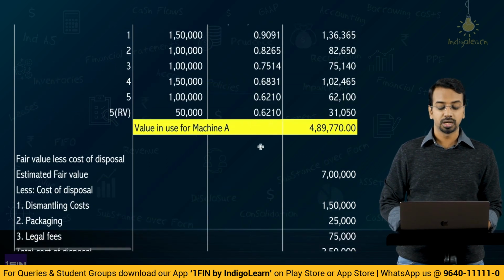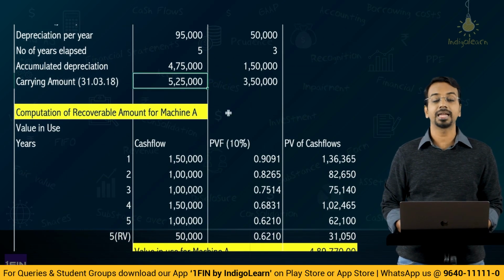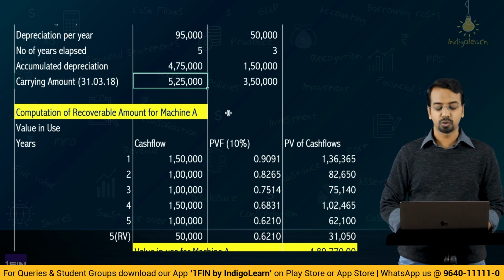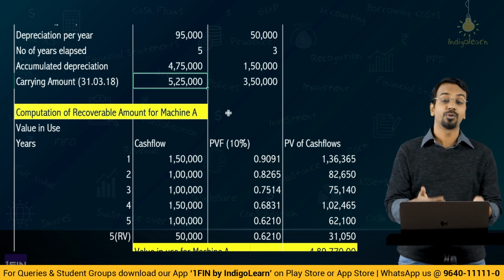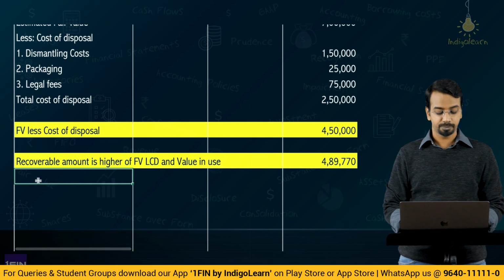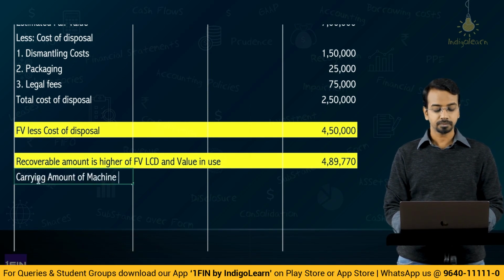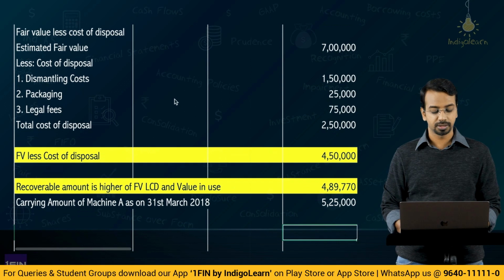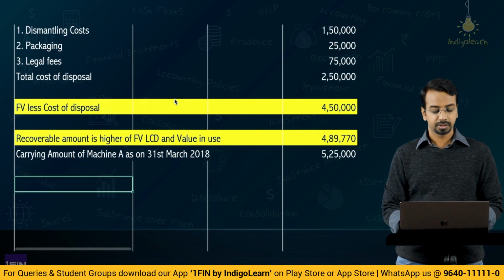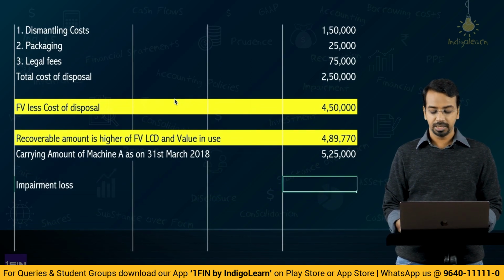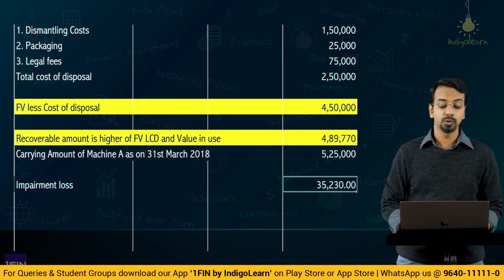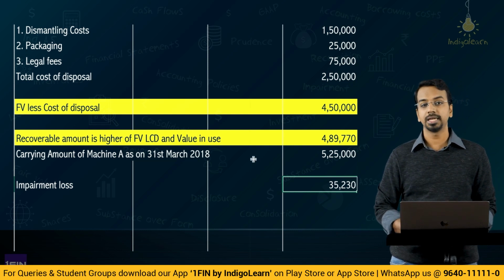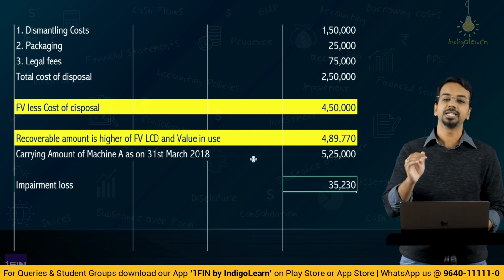This recoverable amount we will compare with the carrying amount. What is the carrying amount? 5,25,000. So is the carrying amount higher? Yes, carrying amount is higher than the recoverable amount. So carrying amount of machine A as on 31st of March of 2018 is 5,25,000, right? So impairment loss will be 525 minus 489,770. It comes to 35,230. 35,230 is the impairment loss on machine A.